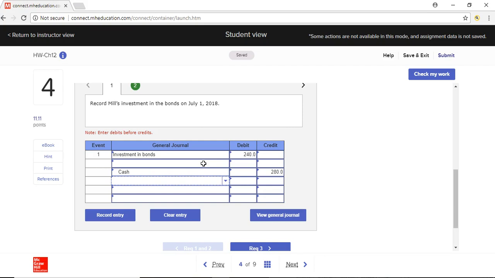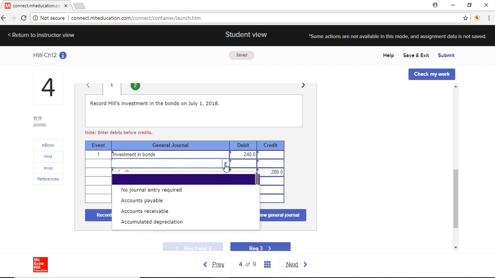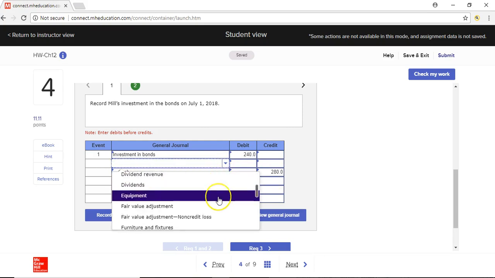The issuer named the plug as premium because the face value of the bonds was $240 million, but the issuer received $280 million from the buyer. So the buyer investors follow the name of the issuer, premium.